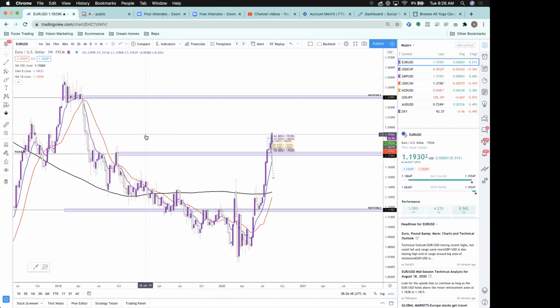So on the weekly time frame, Euro USD, as always, guys, we're doing top-down analysis. We're starting from the weekly time frame and working our way down to the lower time frames.